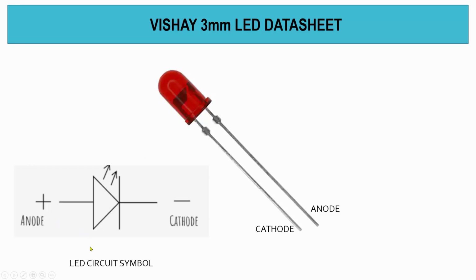And below here is an LED circuit symbol. We have an anode side, which is the plus side, and we have the cathode side here. And when you apply current to it, it will emit light.